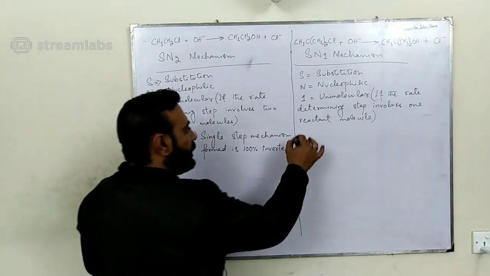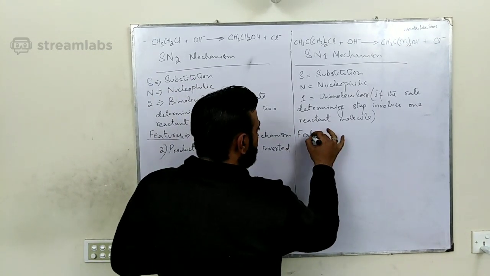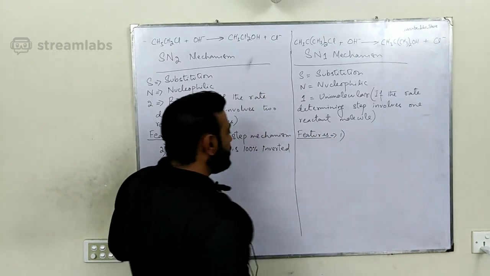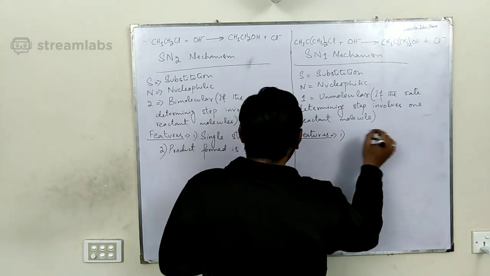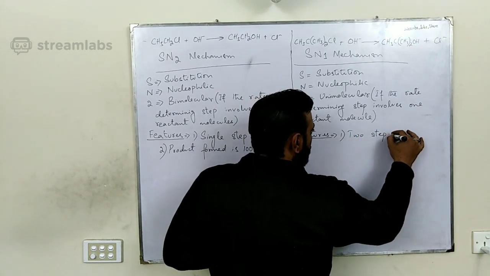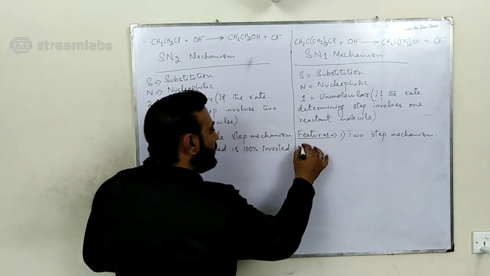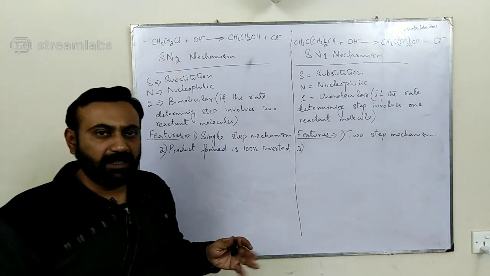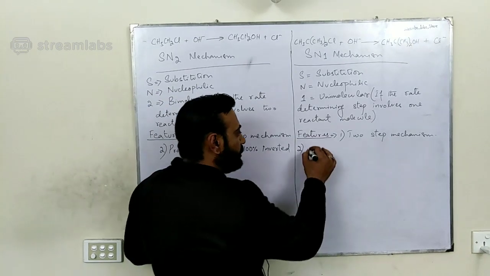The features of the Sn1 mechanism are different. First thing is that it is not a single step mechanism, in fact it is a two-step mechanism. And the second thing is that the product formed does not have to be inverted. 50% of it is inverted and 50% of it is normal.